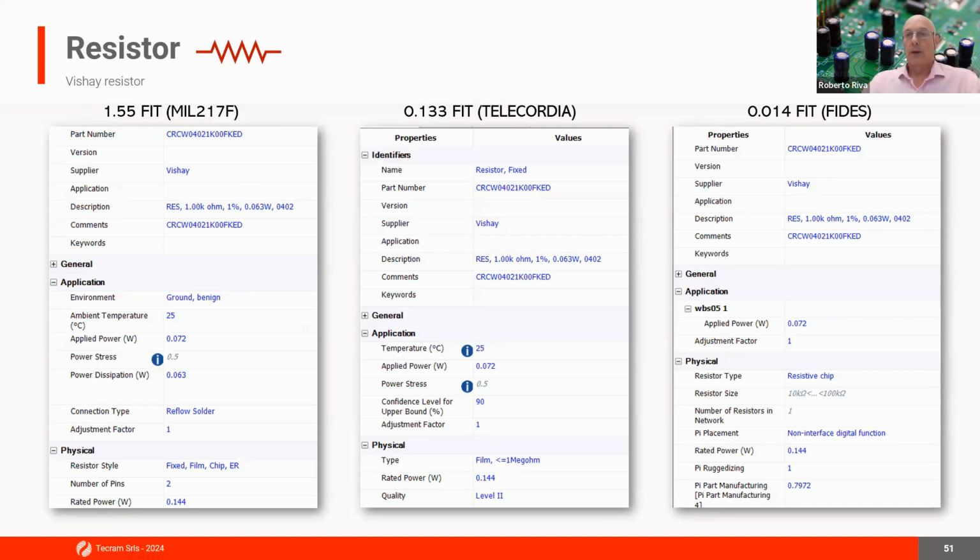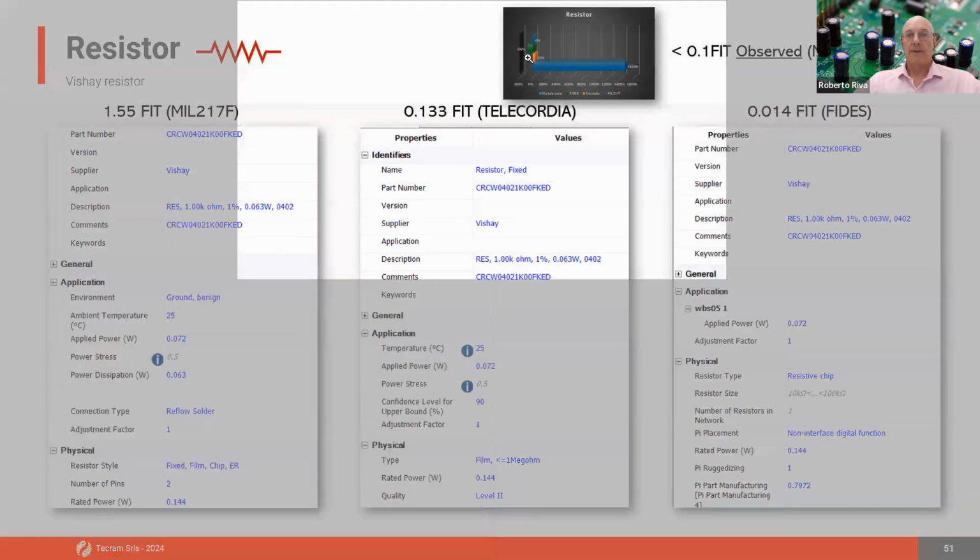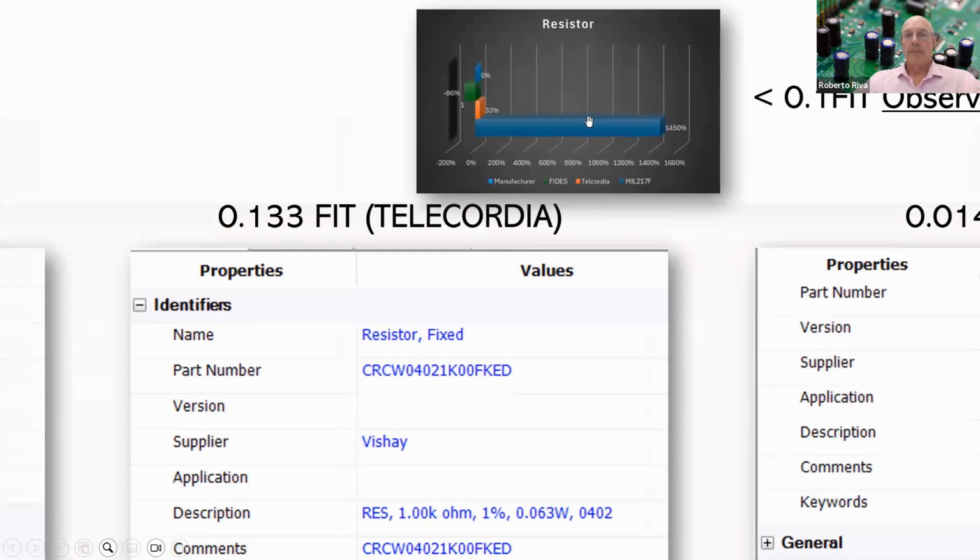So we took these resistors and we had the manufacturer data, which was the observed data. It was the only time when the manufacturer presented actual results. The manufacturer gives us a FIT of less than 0.1, and we converted all the MIL numbers to FIT to be able to compare them one against the other. We got 1.55 FIT for MIL, 0.13 for Telcordia, and 0.014 for FIDES. And we got this diagram, which I can't see because I got a menu from Zoom that is interfering. But we can see the difference if we take the manufacturer as the reference, at 0.1, because obviously less than 0.1 could be anything.